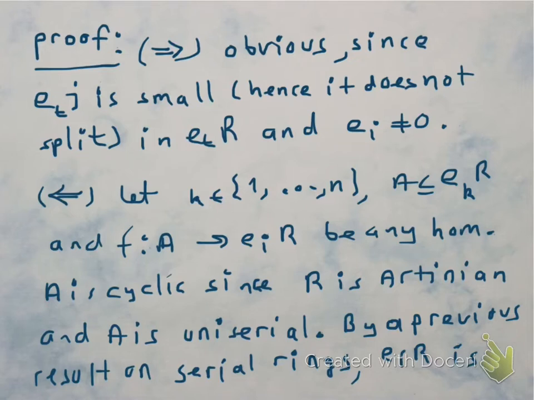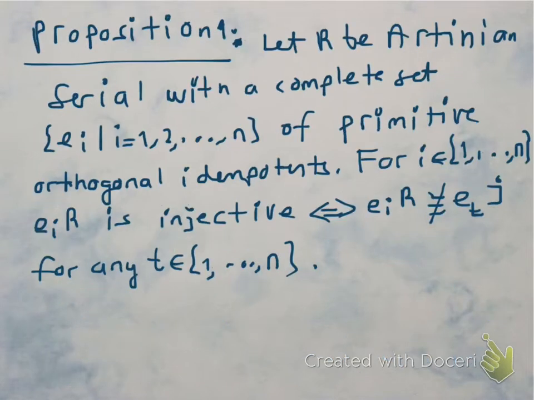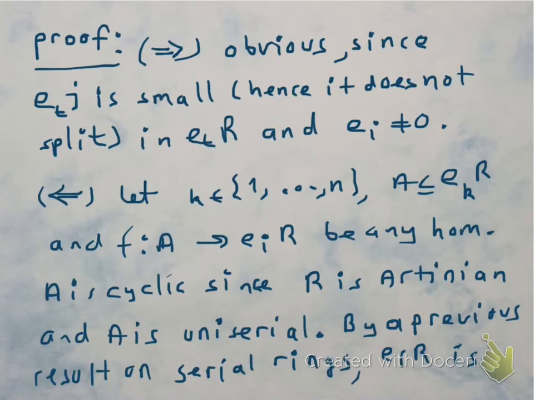The proof of one direction is quite obvious, because if e_i R is injective, say, and if we assume, contrarily, that it were isomorphic to e_t J for some t, then this would lead to a contradiction, because e_t J is the largest proper submodule of e_t R, and it does not split in e_t R, which it would have to if it were isomorphic to e_i R, which we assume to be injective. So that's the contradiction.